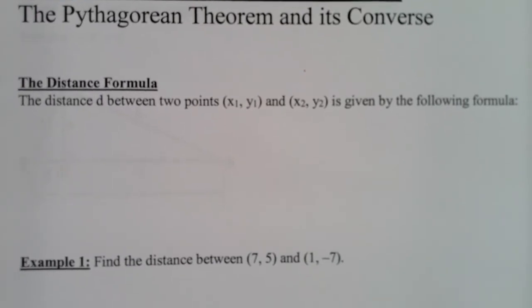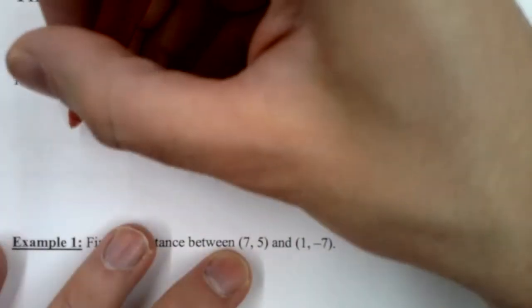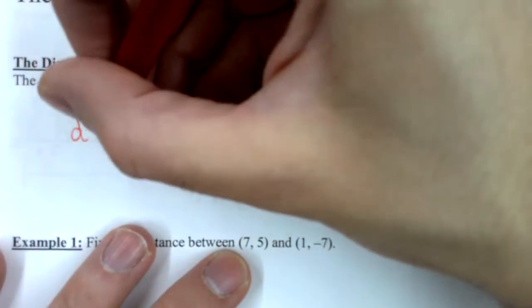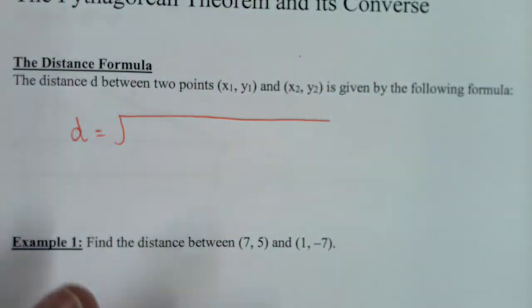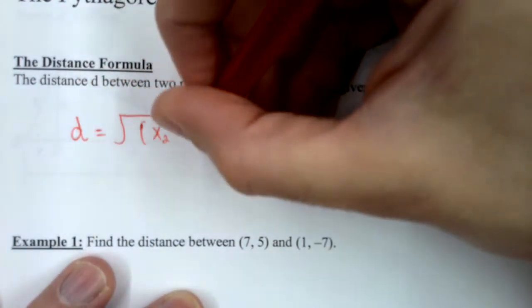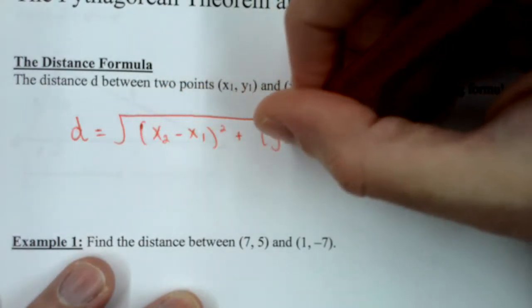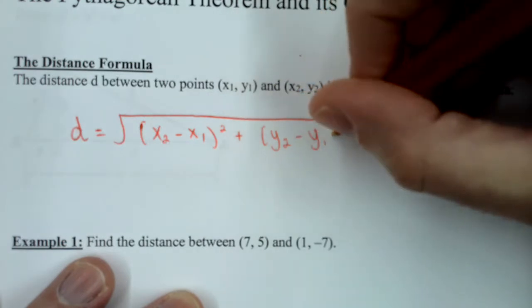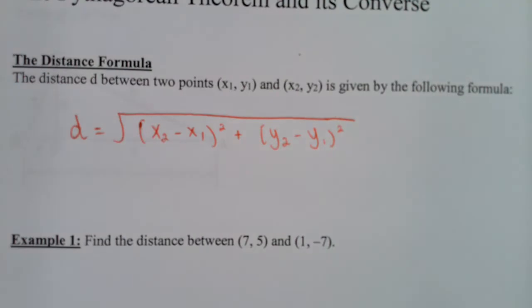They go together. So again, the distance formula, the distance d between 2 points, x1, y1, and x2, y2, is given by the following formula. Okay, the distance d equals the square root of x2 minus x1 squared plus y2 minus y1 squared. Okay, that's the distance formula.